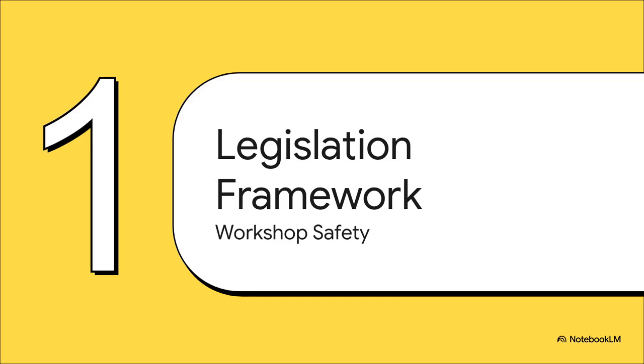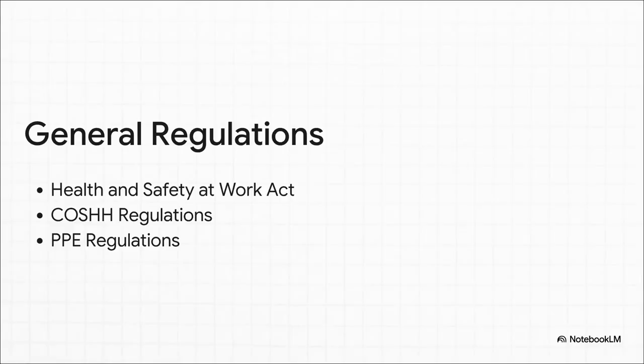Section 1. Safety Legislation Framework. So at a high level, there are three main pillars of workshop regulation that govern your environment. You've got the Health and Safety at Work Act, COSHH, and the Personal Protective Equipment, or PPE, regulations. These three essentially work together to form a protective web right around you. We're going to dive into the specific details of the substances and gear first, and then we'll tackle that big umbrella act at the top.